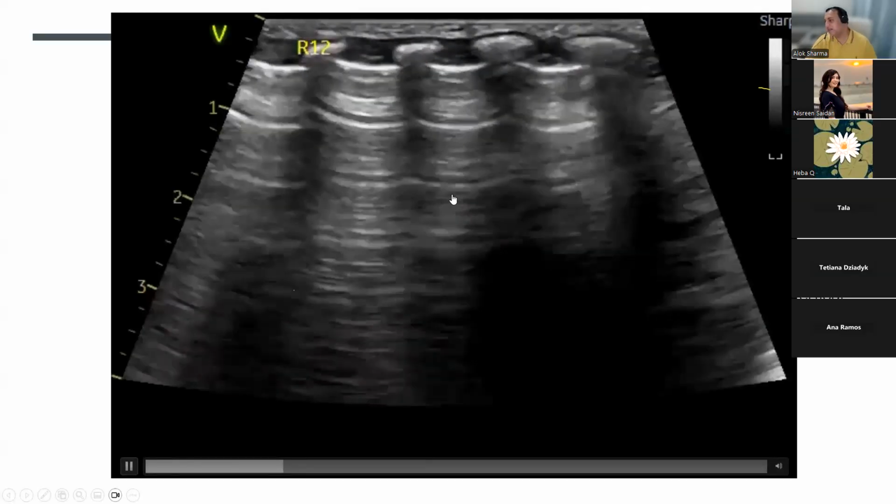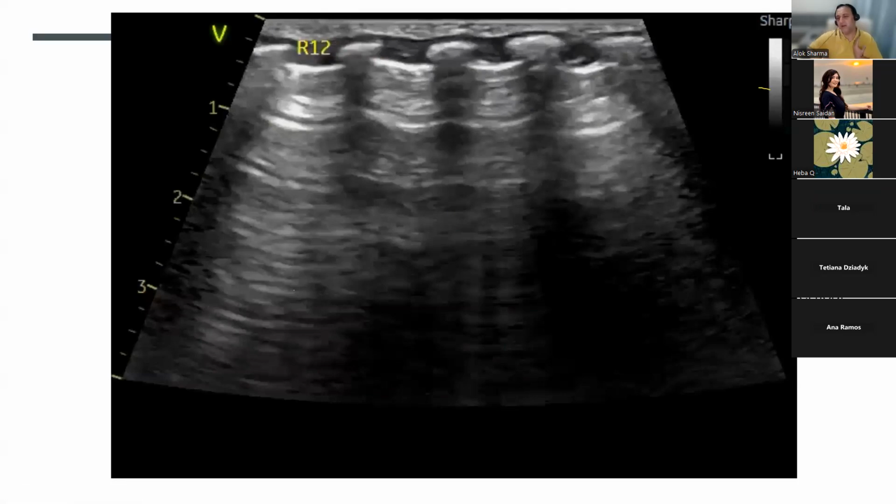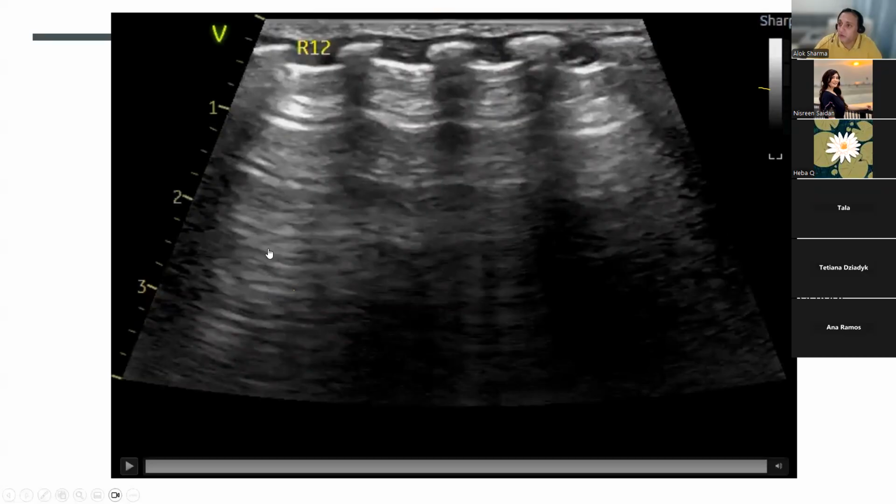So this is aerated lung. And if you can see sliding with aerated lung, R1 to R6 on the right, L1 to L6 on the left in a baby who's got no respiratory distress, that's normal. So this is how you identify normal aerated lung.